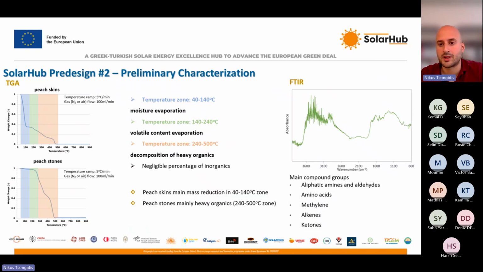We have also performed FTIR tests in order to define the main compound groups. We have aliphatic amines and aldehydes, amino acids, methylene, alkenes, and ketones. This is the case for most of the biomass coming from the agri-food sector.